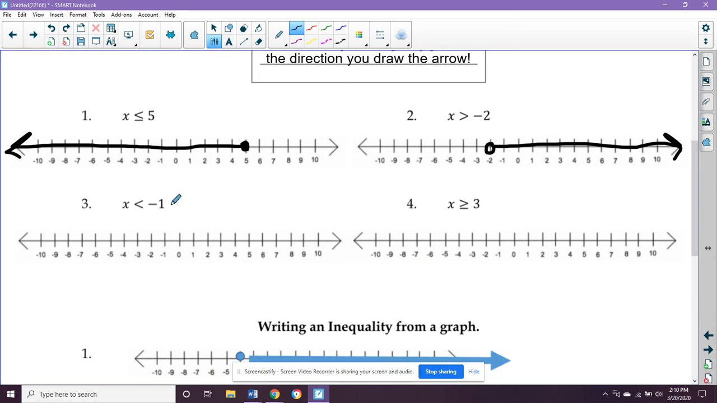X is less than -1. Start at -1. It's less than, open circle. Arrow is pointing to the left. X is greater than or equal to 3. Start at 3. It's a closed circle, so color it in. An arrow points to the right.